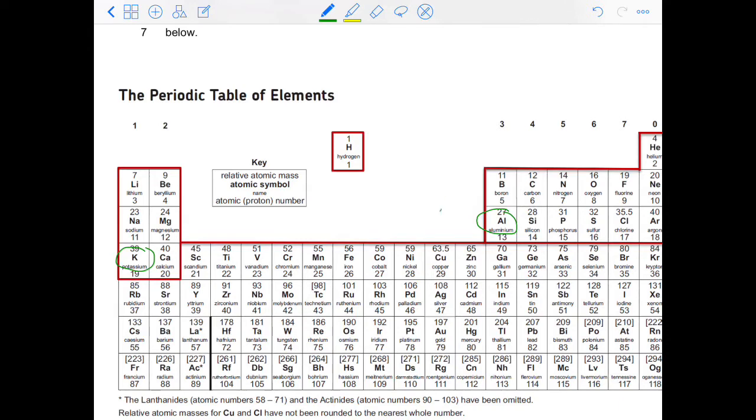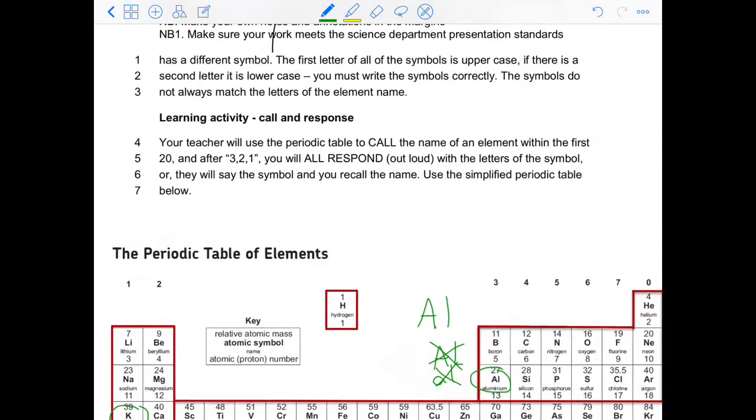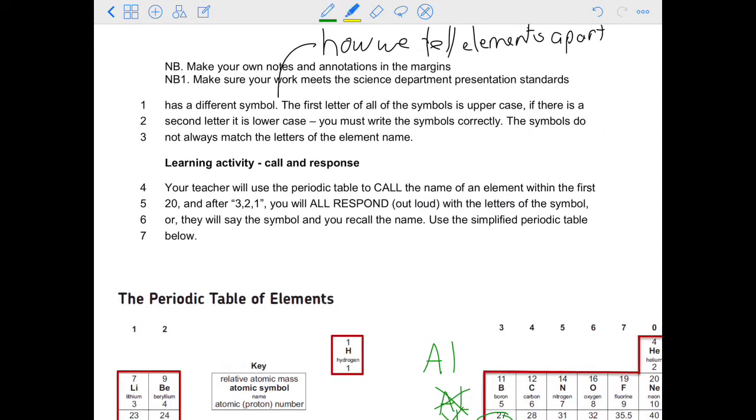If I were to write aluminum with a capital A and a capital L, that would be incorrect. And on a test or an exam, you wouldn't get the mark for that. Or if I were to write it as a lowercase a and a lowercase l, that is again incorrect and you wouldn't get the mark for that. So you need to make sure that it is always a capital and then, and I just made that mistake myself, a capital and a lowercase. Okay, so you must always write the symbols correctly. Even if you have the letters right, if they're not capital and lowercase as they're meant to be, you will not get the mark for that.